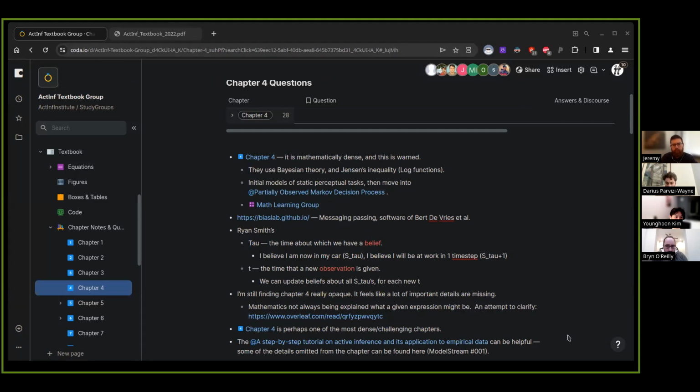Any other general thoughts on Chapter 4, or anything written in the chat?